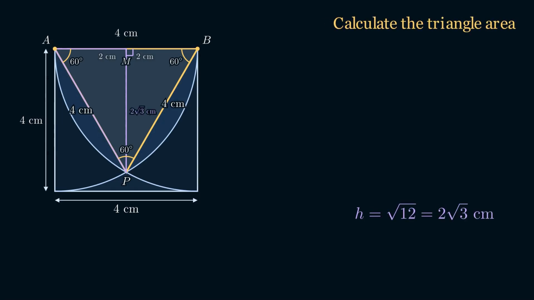Now calculate the area of triangle ABP. Triangle area equals 1/2 multiplied by the base, multiplied by the height. Substitute a base of 4 and a height of 2 root 3. 1/2 multiplied by 4 multiplied by 2 root 3 gives 4 root 3 square centimeters. Keep this triangle area for the next calculation.